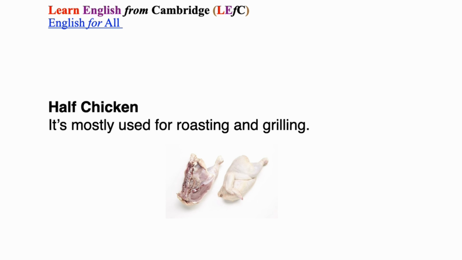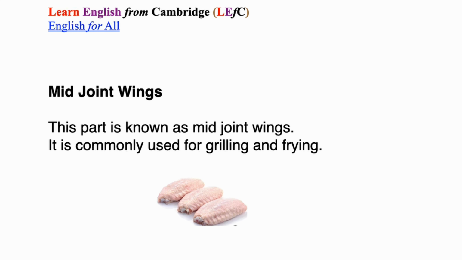Half chicken. It's mostly used for roasting and grilling. Mid-joint wings. This part is known as mid-joint wings. It is commonly used for grilling and frying.